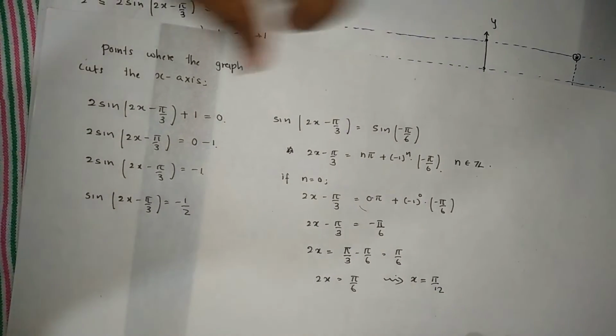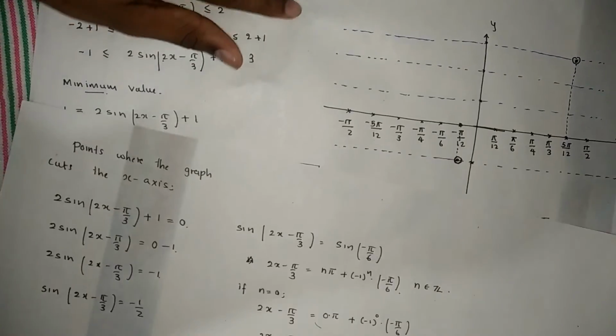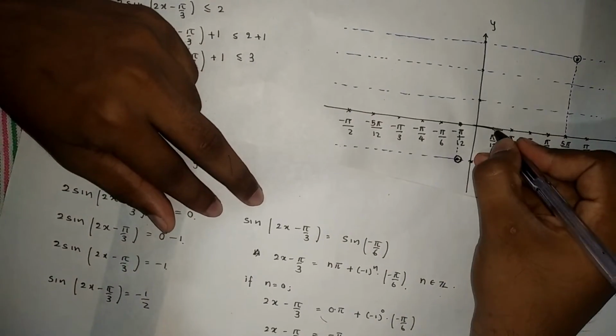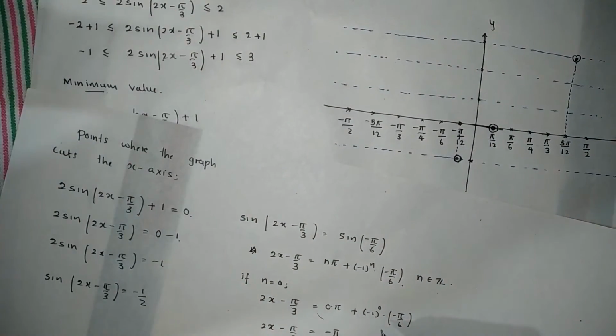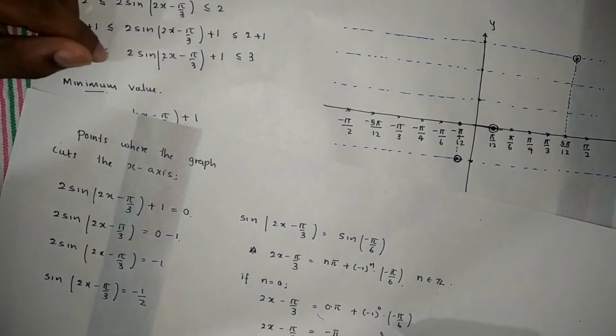That's the idea. So at x equal to pi by 12, you have an intersection point. Here we go.